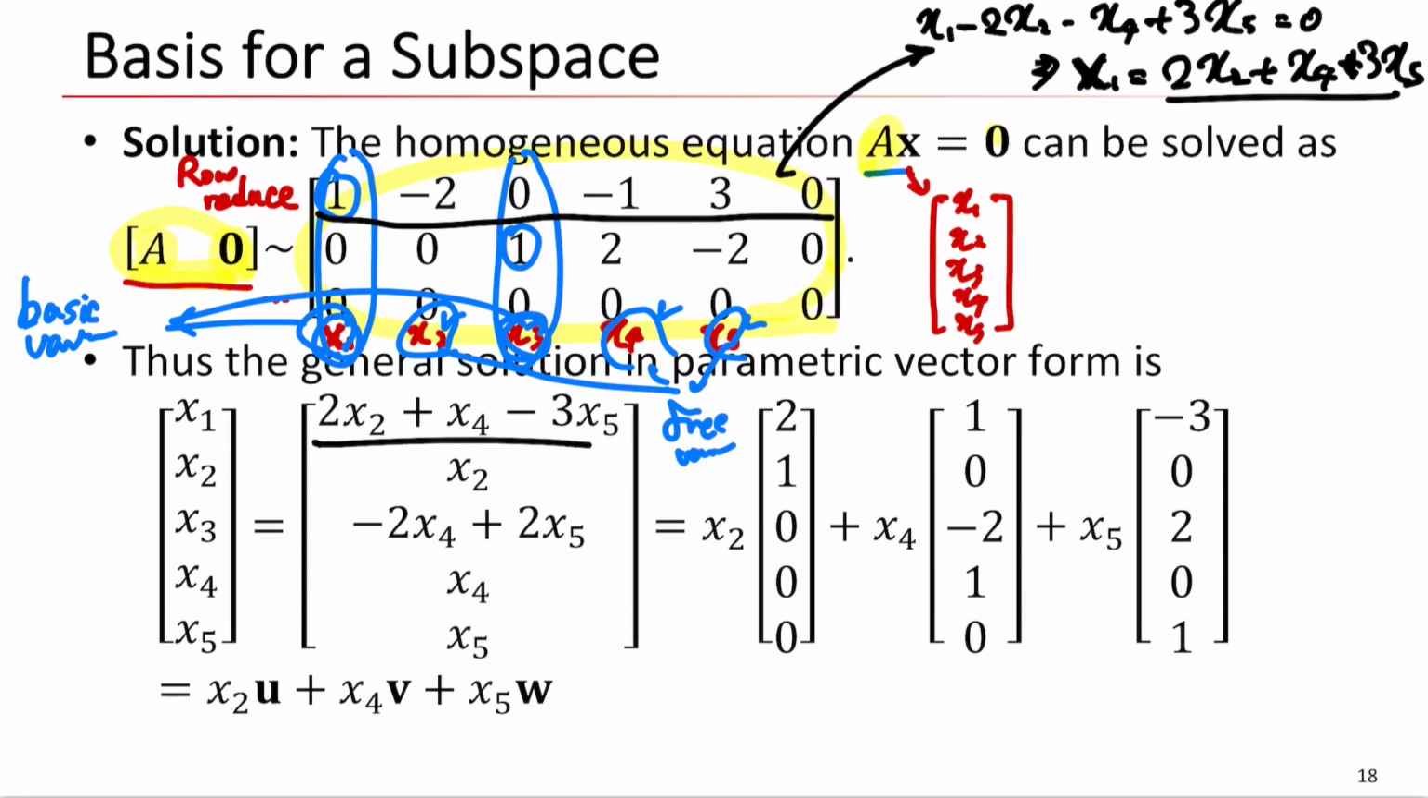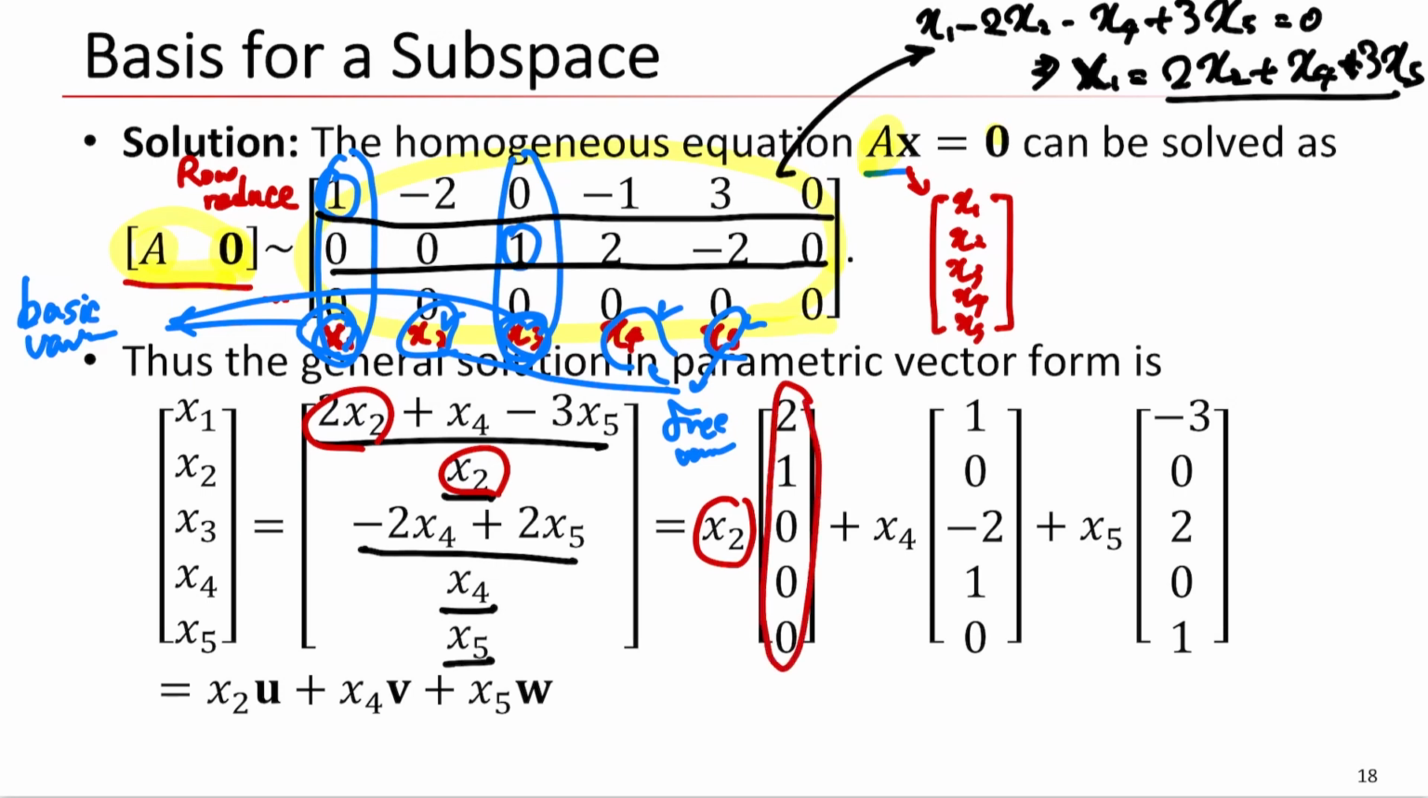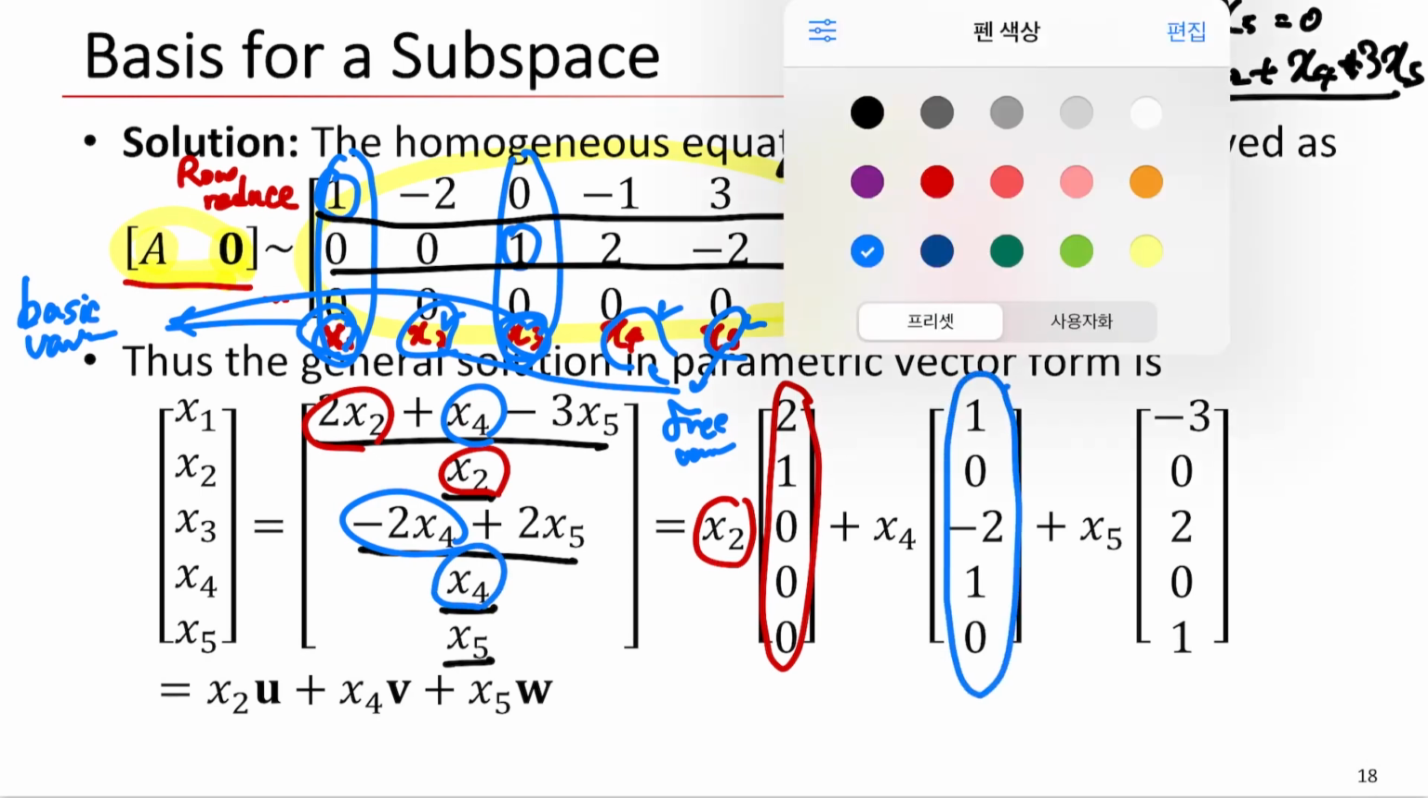So from here, x1 looks like that, and x2 is the free variable, right? Then x3, something like that, from this equation, from this row, right? And x4 and x3 is a free variable, right? And then if we extract the x2 from here, the one column vector is something like that, right? And if we extract the x4 here, the remaining vector is something like this.